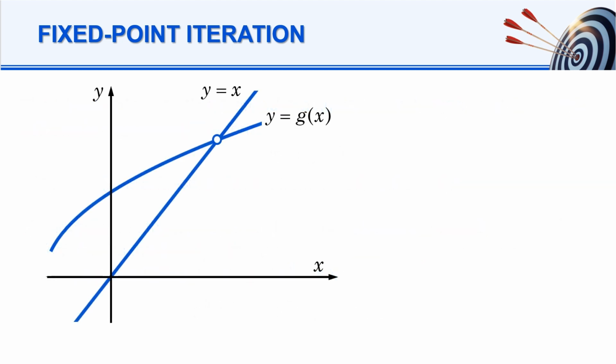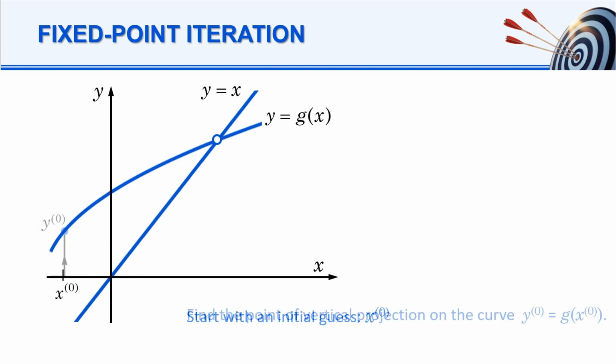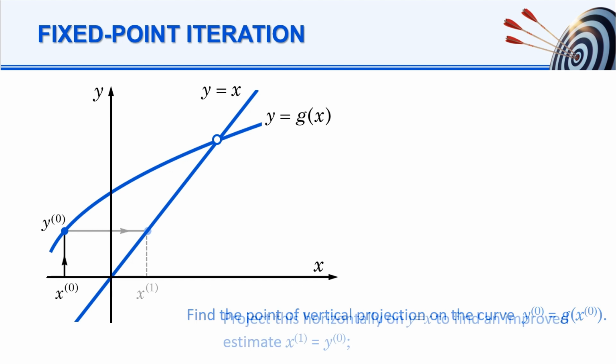Consider the curve y equals g(x) and the line through the origin, y equals x. We start with the fixed point iteration method by selecting an initial guess sufficiently close to the root. We will denote it with x0. We then find the point of vertical projection on the curve, which we will denote by y0. Using this point, we project it horizontally on y equals x to find an improved estimate x1.